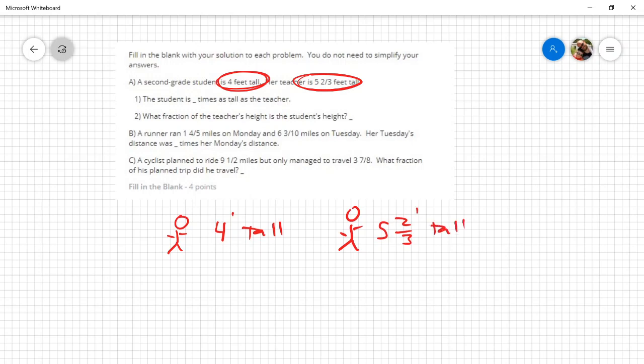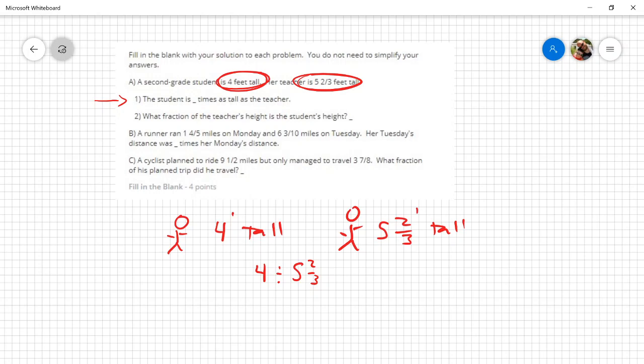All right. Now we're going to come at this one just algorithm wise. This is based on exactly what Miss Tyler did in her presentation. So first thing we're going to do is set this up. We're going to divide the student's height by the teacher's height to ultimately find out how many times taller or as tall as the teacher the student is.